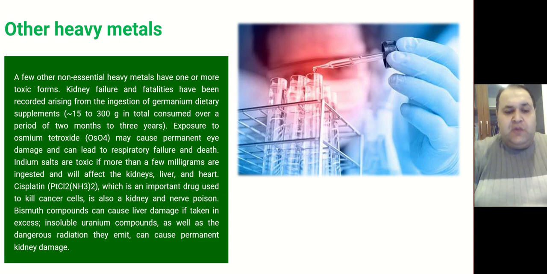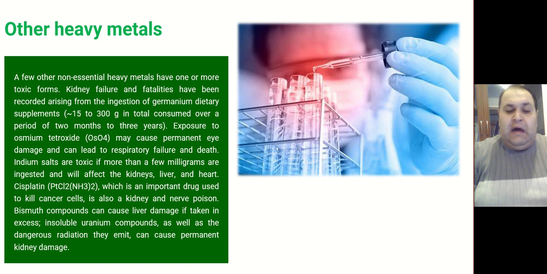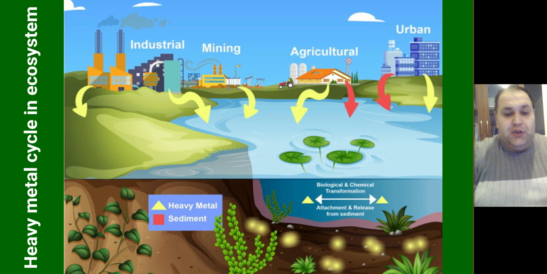Indium salts are toxic if more than a few milligrams are ingested and will affect the kidneys, liver, and heart. Cisplatin, which is an important drug used to kill cancer cells, is also a kidney and nerve poison. Bismuth compounds can cause liver damage if taken in excess. Insoluble uranium compounds, as well as the dangerous radiation they emit, can cause permanent kidney damage.